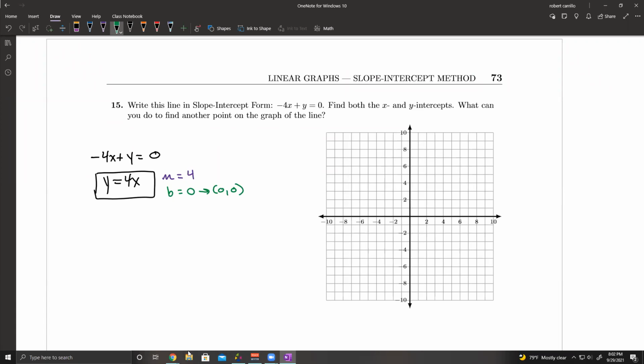Now this did say to find the x-intercept. So let's look at that. So if we want to find the x-intercept, remember we let y equal 0. So using this equation above, you'll have 0 equal to 4x. So how would I solve for x here?